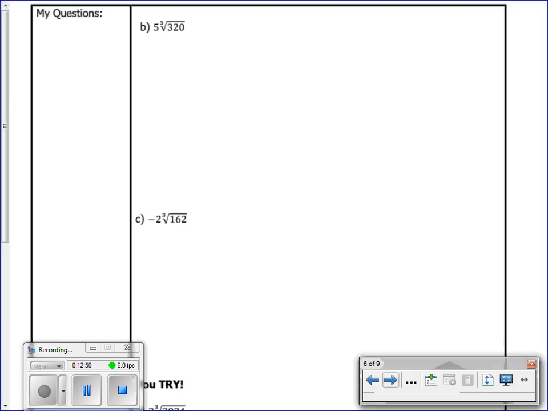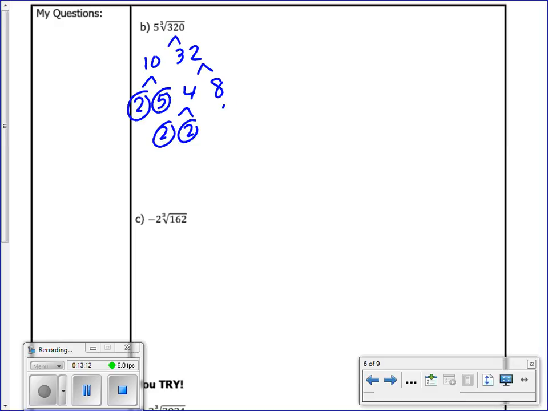Letter B, we have 5 cubed root 320. We're going to break down 320. 320 breaks down to 10 and 32. Neither are prime. 10 breaks down to 2 and 5. 2 and 5 are both prime, so I'm going to circle them. 32 breaks down to 4 and 8. 4 breaks down to 2 and 2. 8 breaks down to 2 and 4. And then 2 and 2.